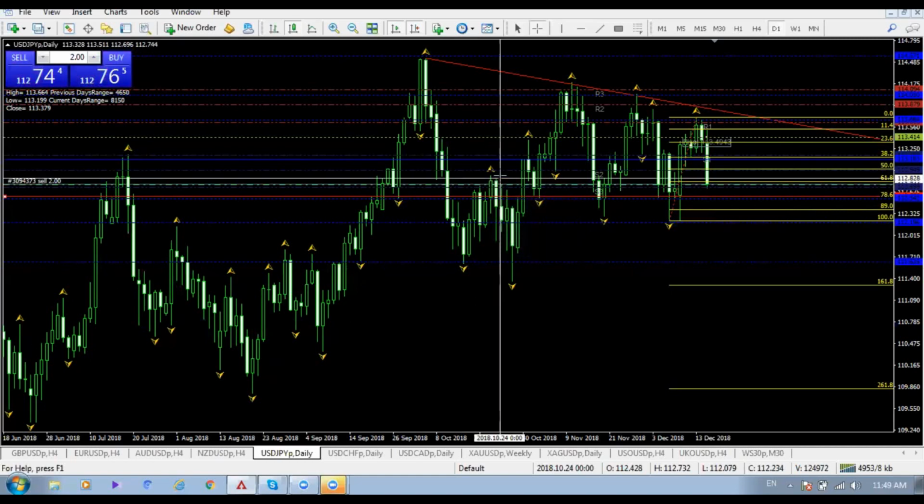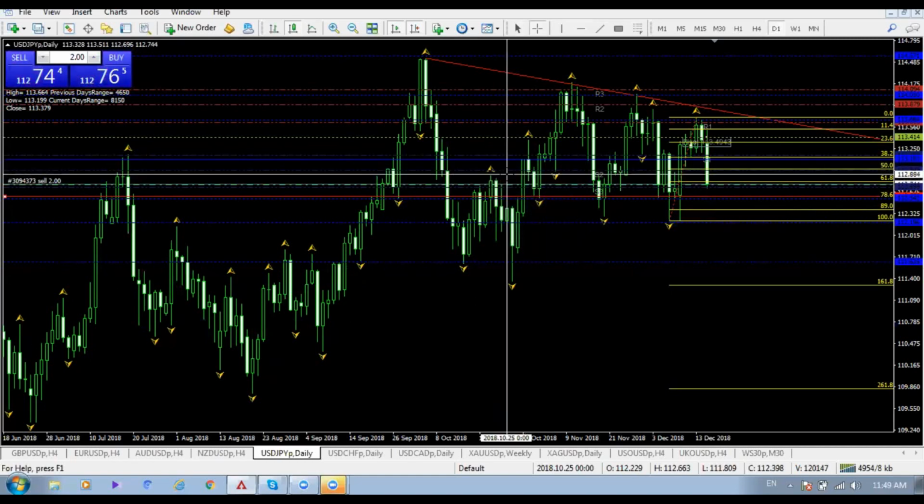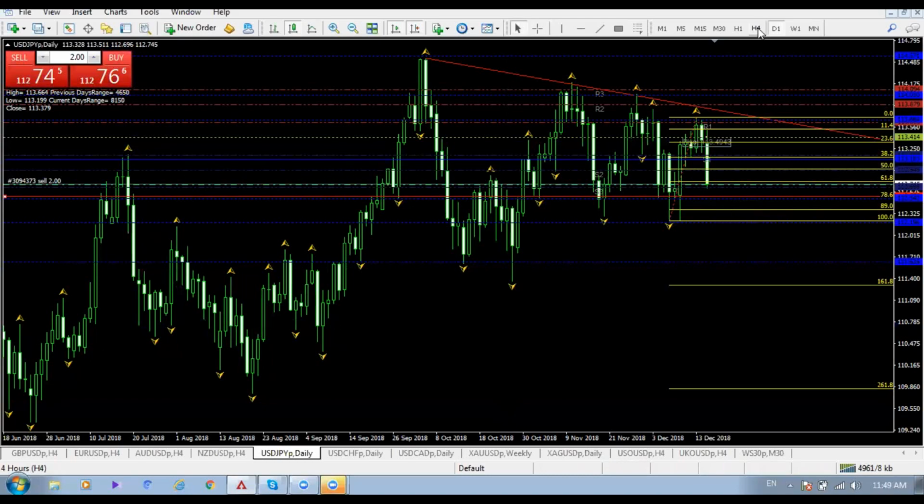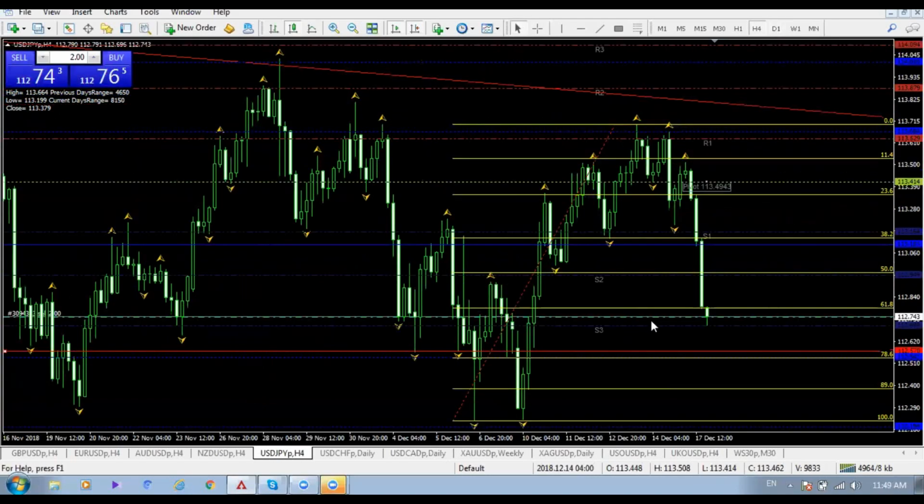Here, my price passed the pivot. If it hadn't broken down, my price wouldn't even come here. That would be the Fibonacci of 50. Where should I put my take profit? It would be on the next pivot, which is here.